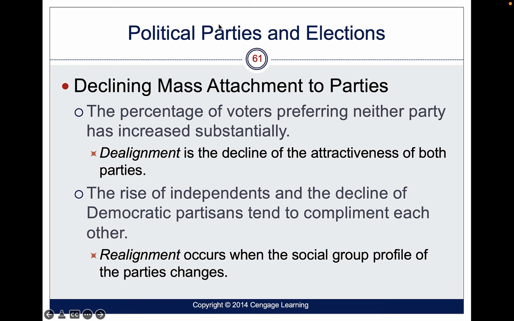Now, a lot of people are detaching themselves from parties. And this is where we're going to get two terms evident here in our talk: the concept of de-alignment versus the concept of realignment. So de-alignment is the decline of the attractiveness of both parties. If you have a group of people that drop out of a party because neither party appeals to them, that's called de-alignment. Now, realignment is something different. Realignment is when a demographic group detaches themselves from a party and realigns with another party.